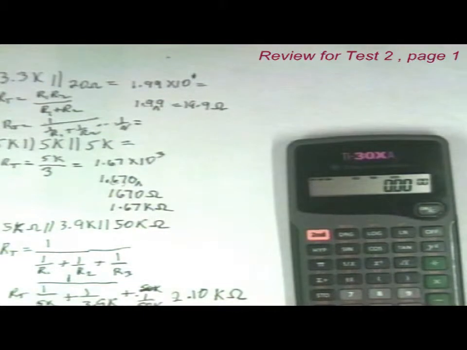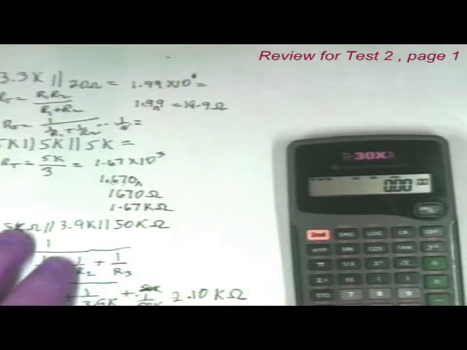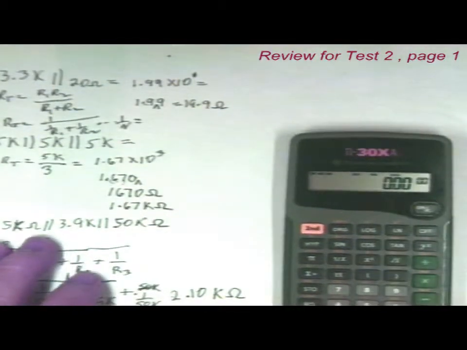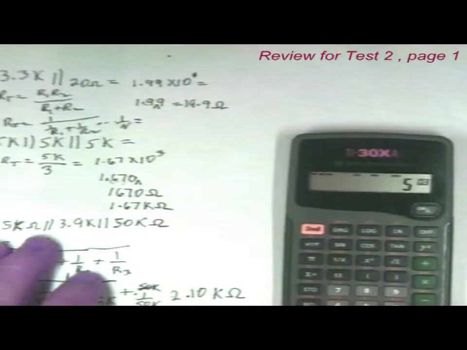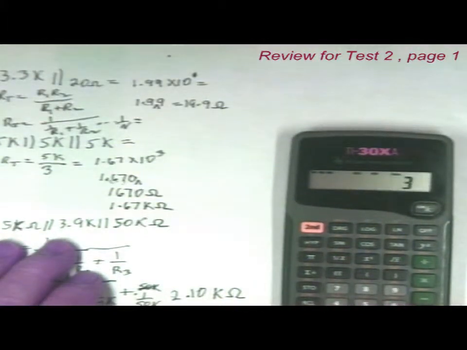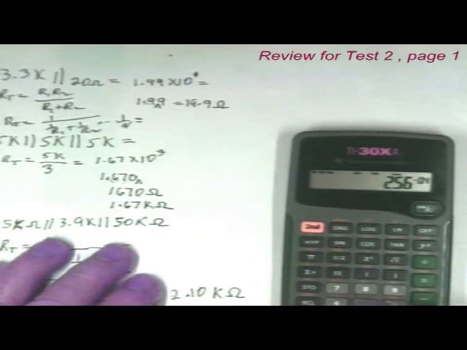Now, let's clear that. Let's do it again. Okay. We have a 5K, 3.9K, and a 50K. So here we go. I put in a 5, double E3, reciprocal, 3.9 double E3 reciprocal, 50 double E3 reciprocal, equals.